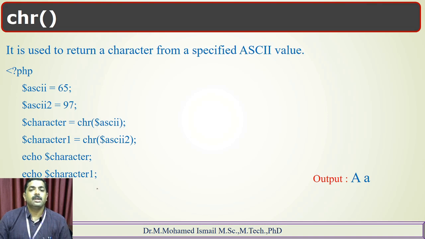CHR is used to return a character from a specified ASCII value. All of you know about ASCII values, the value of 65 is capital A. I am just using 2 variables, ASCII and ASCII 2. 97 also I am storing. I am just printing character and character 1 using the CHR function. So it gives the characters for the ASCII values.